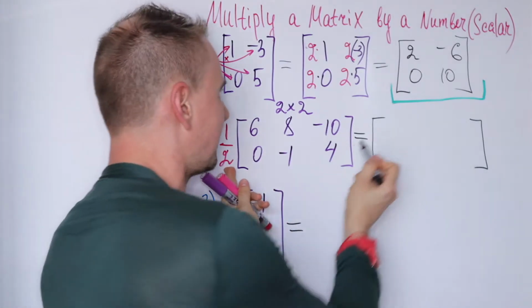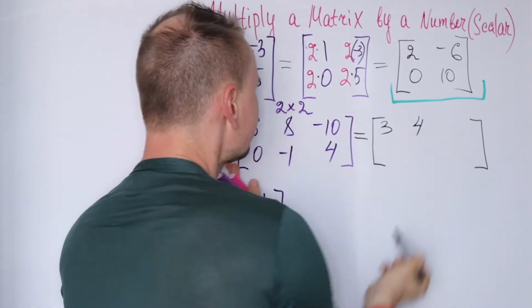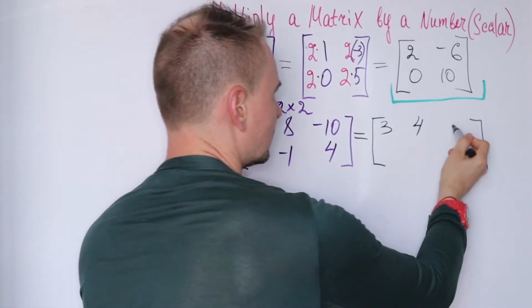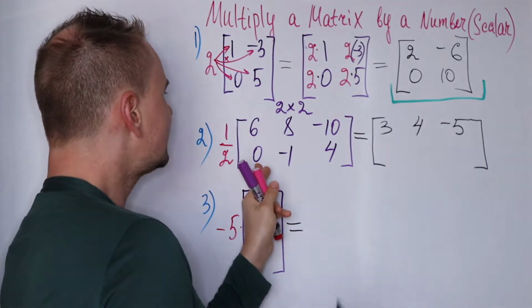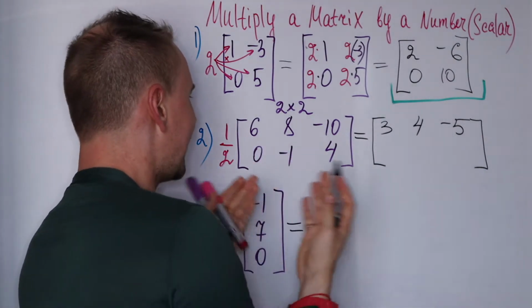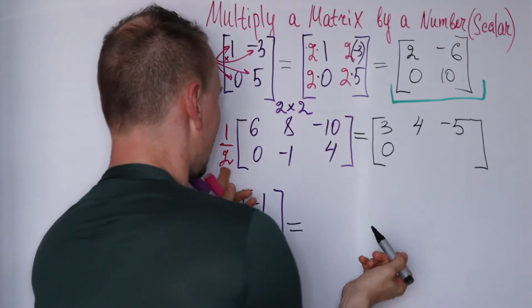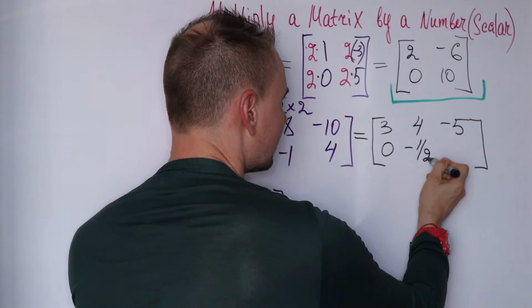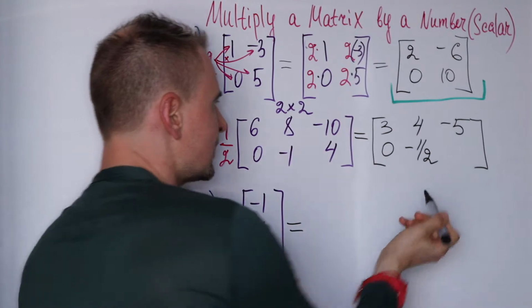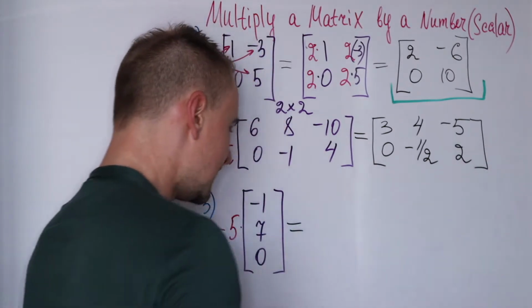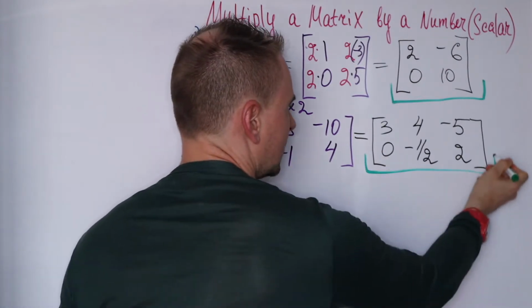So 6 divided by 2 gives you 3. 8 divided by 2 gives you 4. -10 divided by 2 gives you -5. So you keep this negative sign. 0 remains 0. You multiply or divide by any number, so it remains 0. -1 times a half gives you -1/2. And finally 4 divided by 2 gives you just 2. So that's your resulting matrix for the second one.